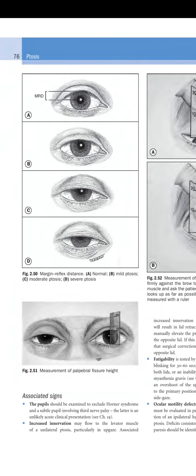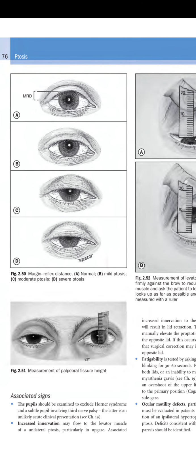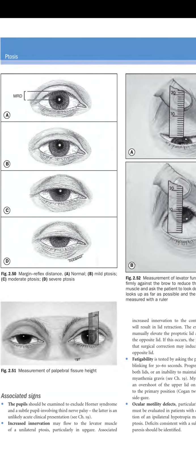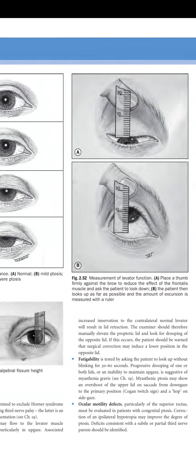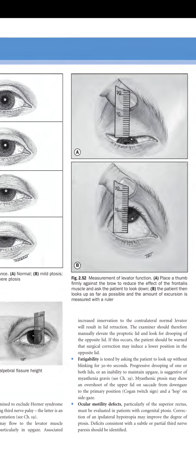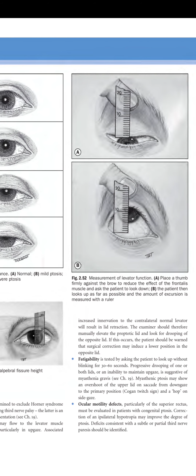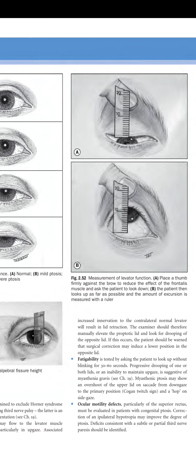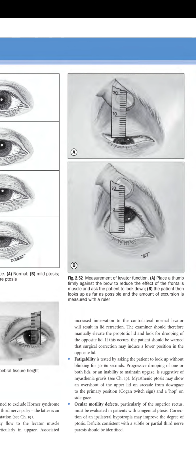Increased innervation may flow to the levator muscle of a unilateral ptosis, particularly in up gaze. Associated increased innervation to the contralateral normal levator will result in lid retraction. The examiner should therefore manually elevate the ptotic lid, and look for the drooping of the opposite lid.